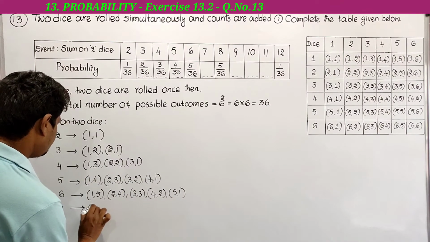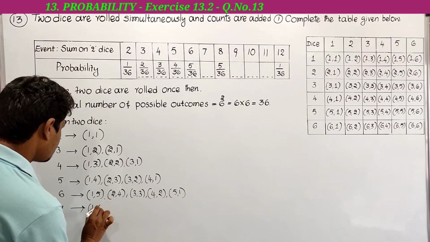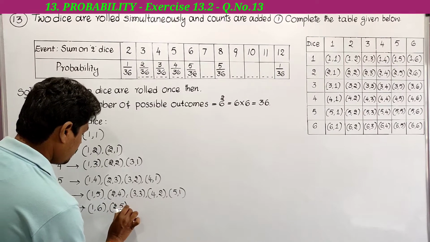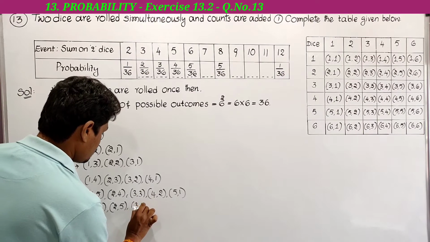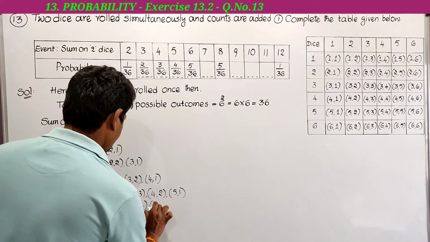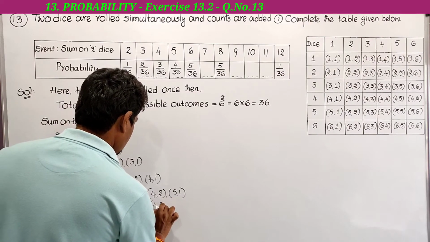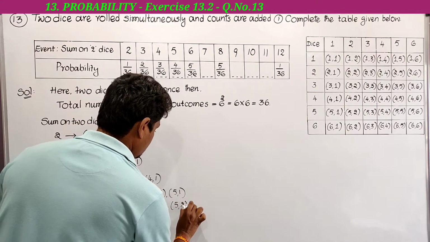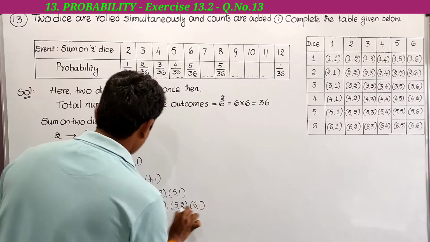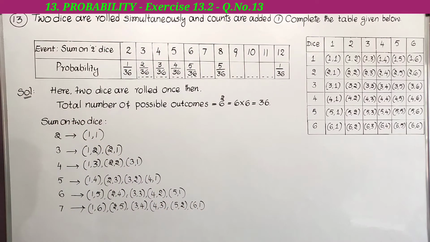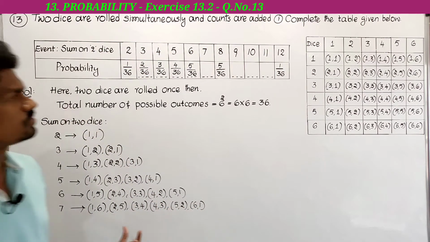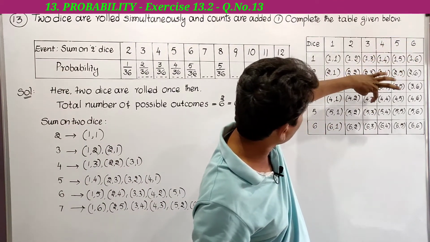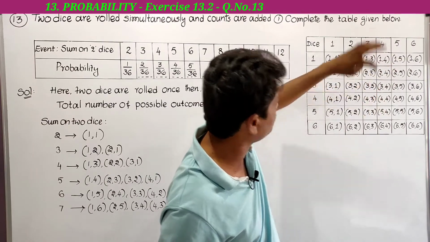So next is 7. So here 1, 6, 2, 5, 3, 4, 4, 3, 5, 2 and 6, 1. So these are the favorable outcomes for sum on 2 dice is 7.